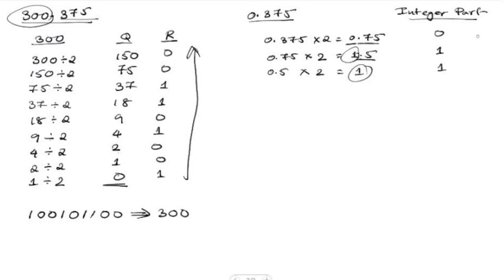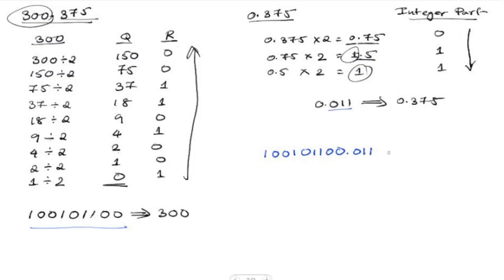And now these numbers here, we'll take them top to bottom, so we can see it, 0.011 is equivalent to 0.375. So when you write the whole number down, now we have from here 100101100, then the decimal point, or the radix point, and then we write this part here, which is 011, and this is equal to 300.375.